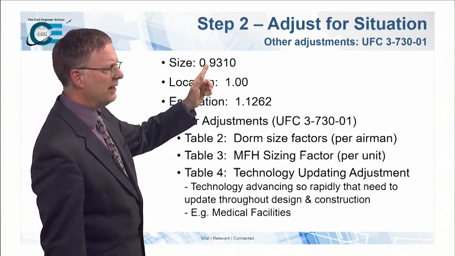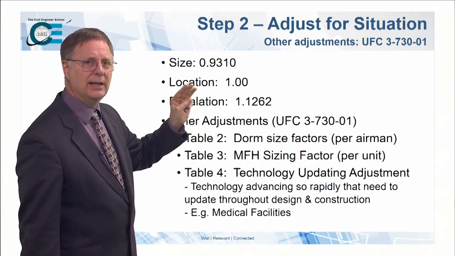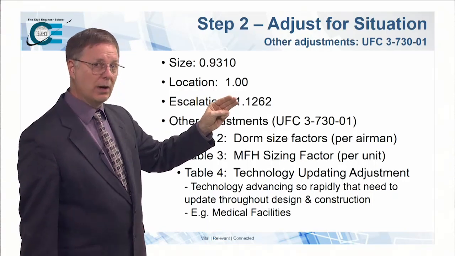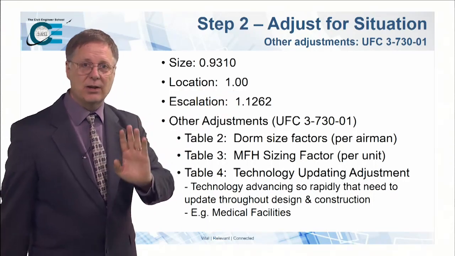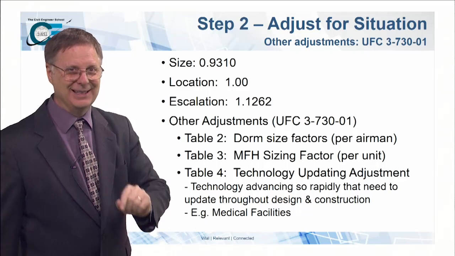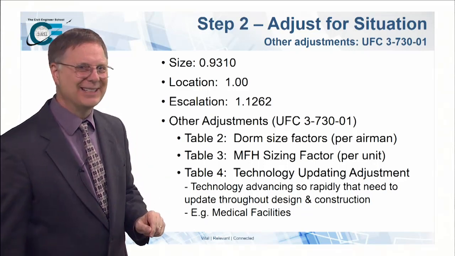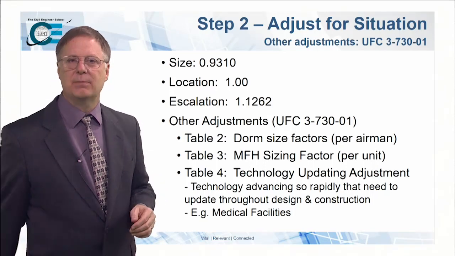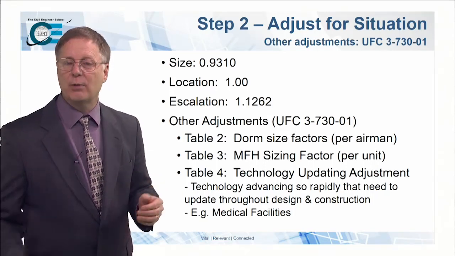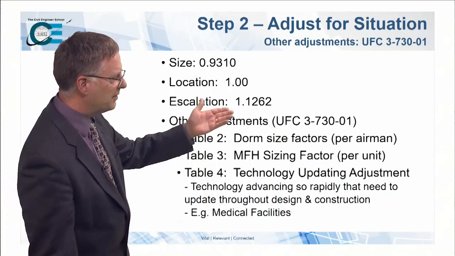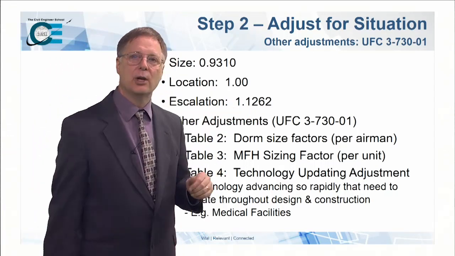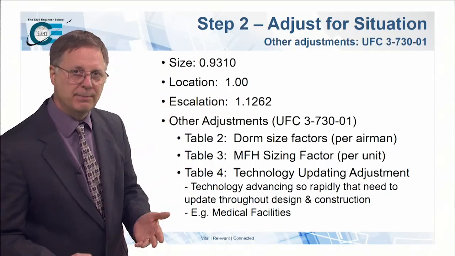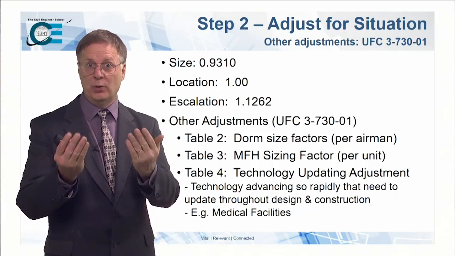So we have a size factor, we have the location factor, and we've got the escalation factor. We are ready to start adjusting, folks, but that's not all you can have. We've got some other adjustments you can grab out there. If you're dealing with the dormitory, you can do some adjustments based upon the number of airmen that you might have in that dormitory. You just go to UFC 3-730-01, go to table 2, and it's going to walk you through that. There's 2 UFCs I keep switching between, by the way, folks.